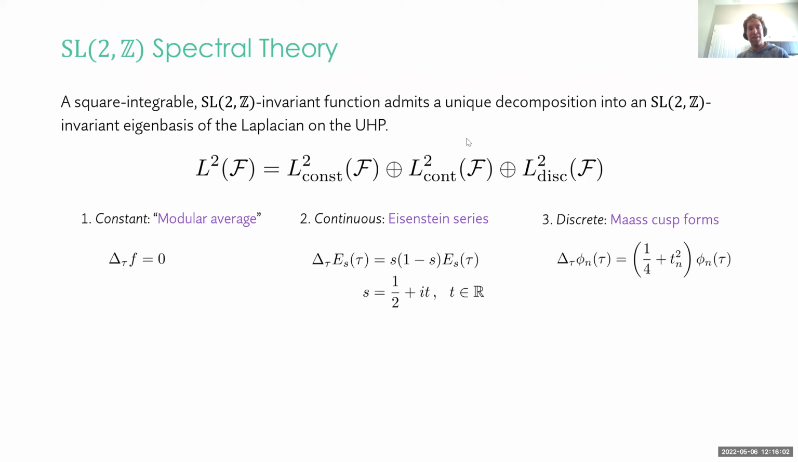And finally, there's this infinite set of what are known as Maass cusp forms, which again are eigenfunctions with eigenvalues specified by the spectral parameter Tn, which is real. And there's a discrete tower of these that goes all the way up to infinity.